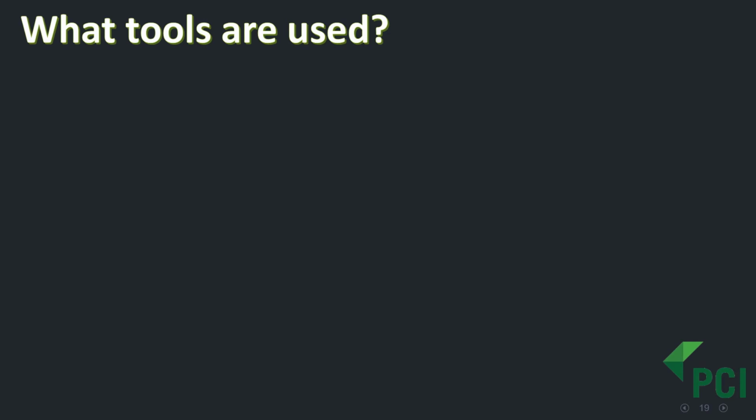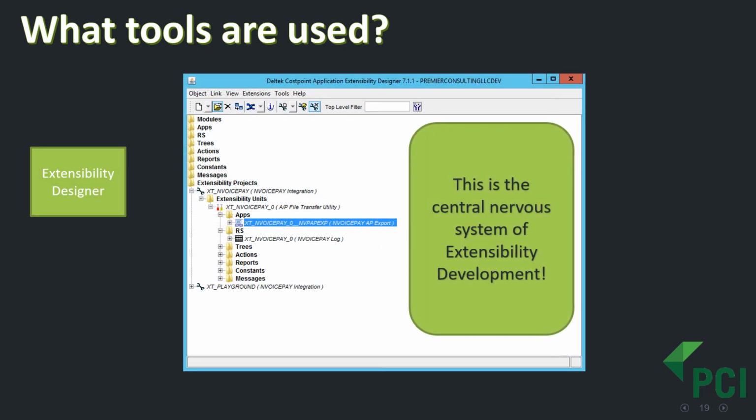It would be unfair to go through all this and not at least take a short glimpse at the tools that are being used to create extensibilities. The main tool is the Extensibility Designer, essentially the central nervous system of extensibility development. It's from here where you'll develop all the pieces and get them into the different environments.